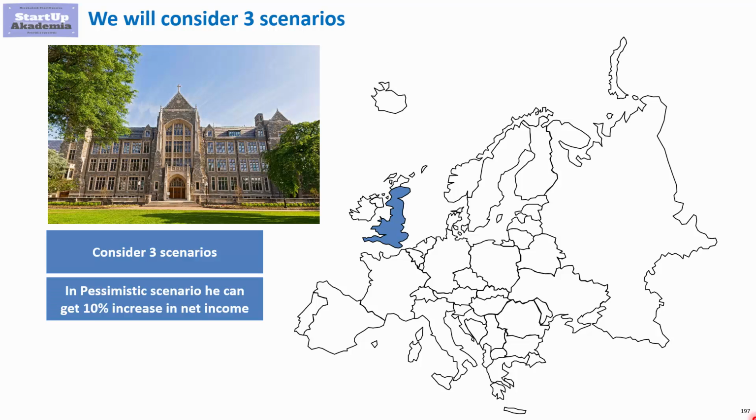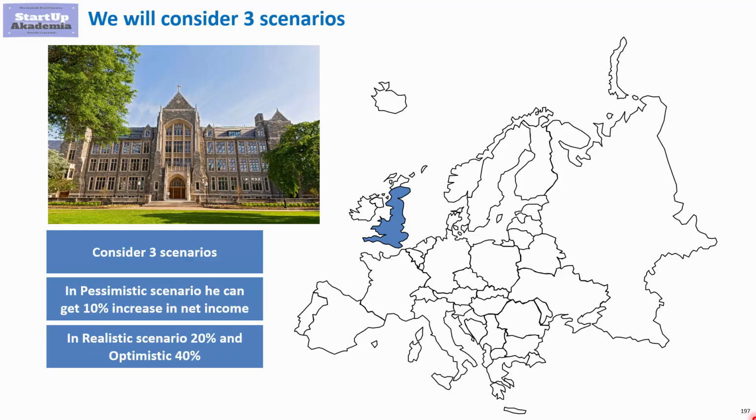In the pessimistic scenario, he thinks he will get a 10% increase in net income with respect to what he's earning now. He considers also two other scenarios. The realistic one would mean a 20% increase in the salary and the optimistic 40.